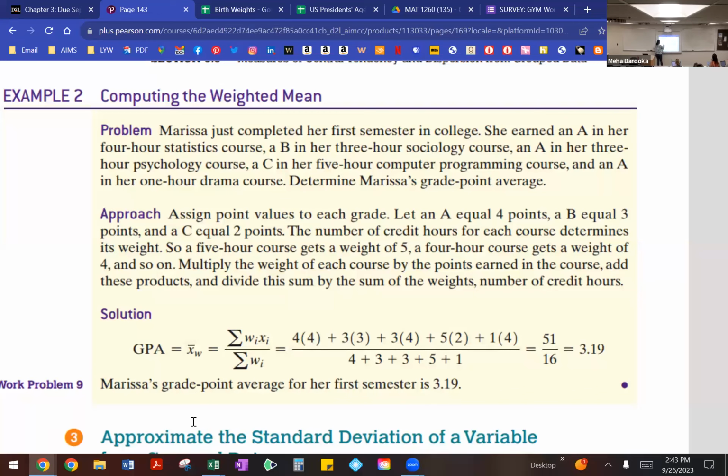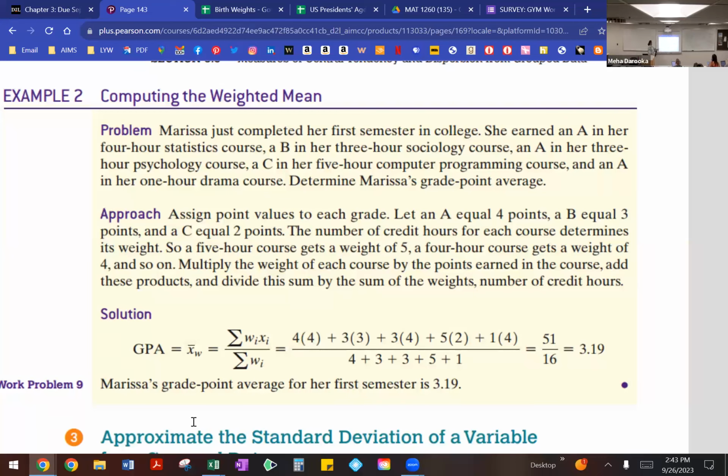She got an A in her 3-hour psychology, so that's 4 points for A, and then 3 credit hours for psychology, so that's 4 times 3. She had a C in her 5-hour computer class, so that C is going to be 2 points, so that's 2 times 5 for the computer class, and an A in her 1-hour drama, so that's 4 points for A, and then 1 credit hour for the drama class. So you can see we take those products, multiply them together, and then add, which gave us 51. That was a total of 16 credit hours she took in this semester.